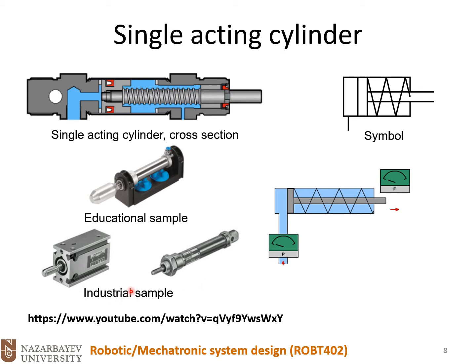You see some industrial samples here. Again, we need to either find the number of ports on the cylinder to identify the type of the cylinder, or the best is to find the symbol. Symbols are usually attached to a label on the shield of the cylinder. You could watch this YouTube video for better understanding of the concept of single acting cylinders.